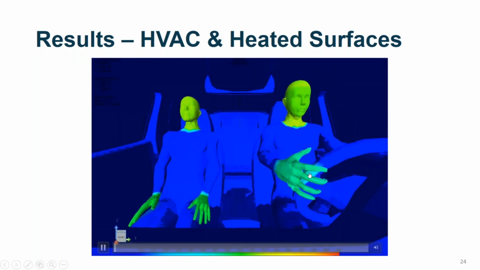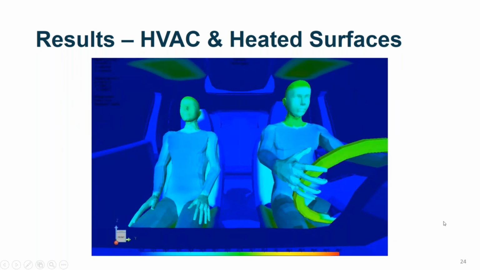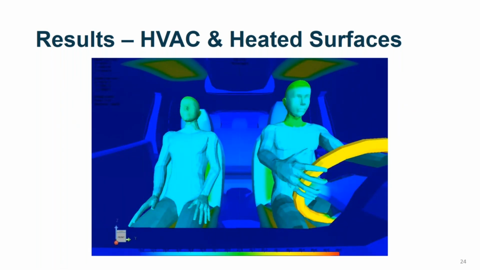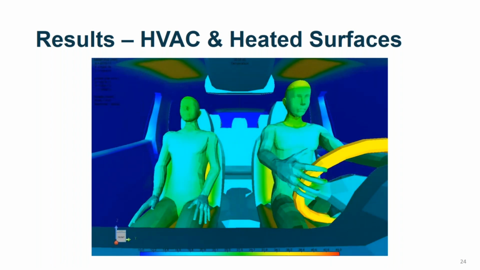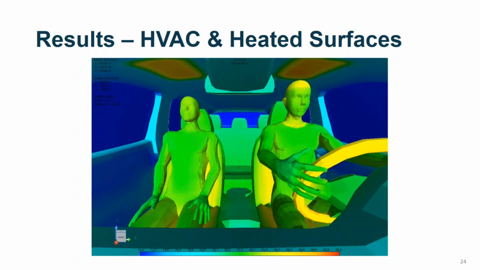And then this animation here is with the heated surfaces, and you can see right away that the roof panels, the steering wheel, and the seats all heat up quickly to help the human warm up.